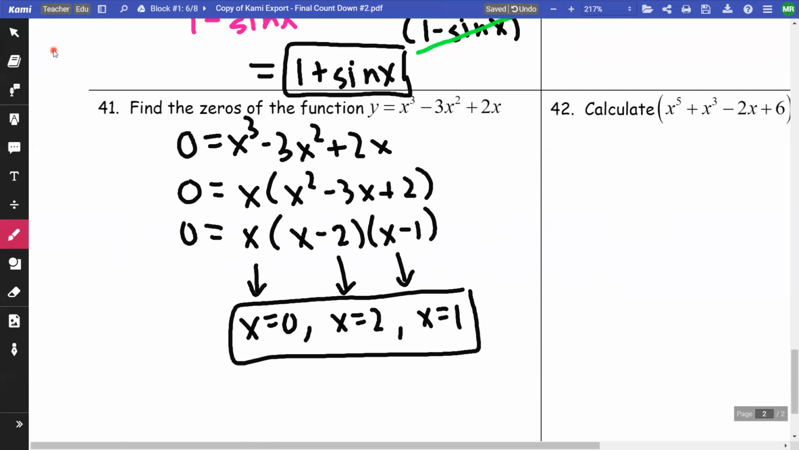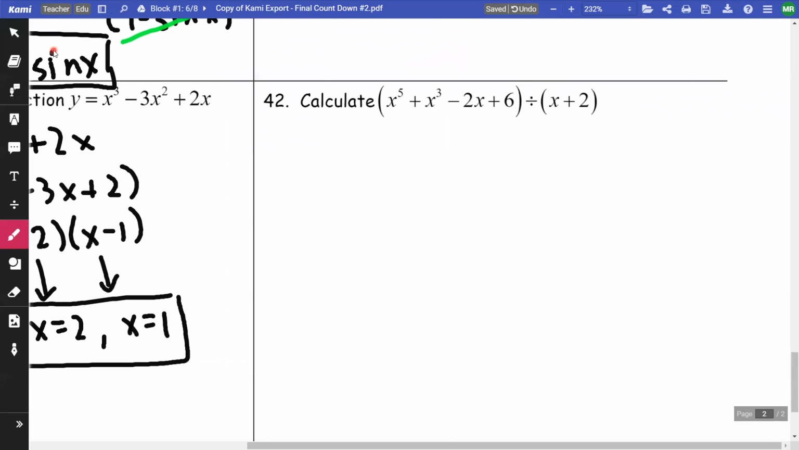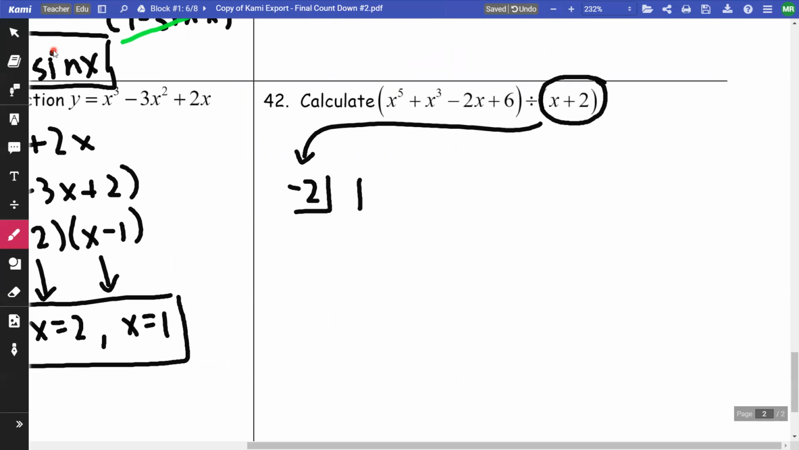Let's see, 42. We want to calculate, so we're going to be doing this division. I personally would not do long division, I would do synthetic. You want to put in your box what makes that 0, which is a -2. And then I'm going to take all my coefficients: 1, 0 because I don't have an x to the 4th, 1, 0 because I don't have an x squared, -2, and 6. So you have to be careful: if you don't have a particular term, you need to put 0.